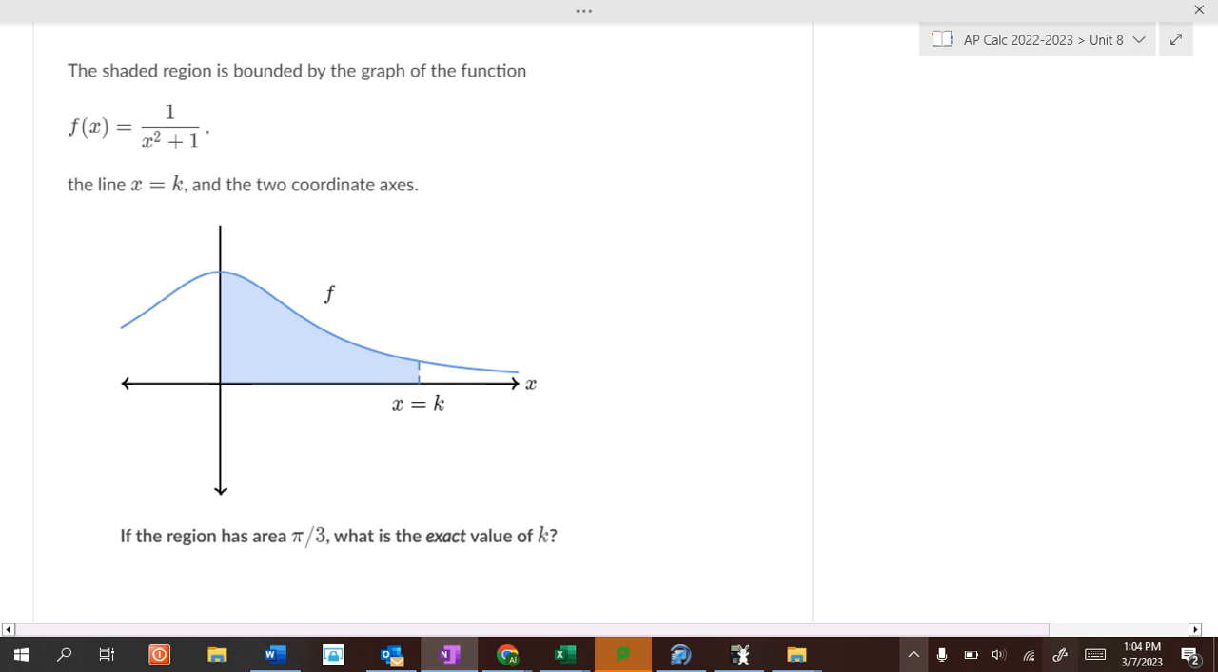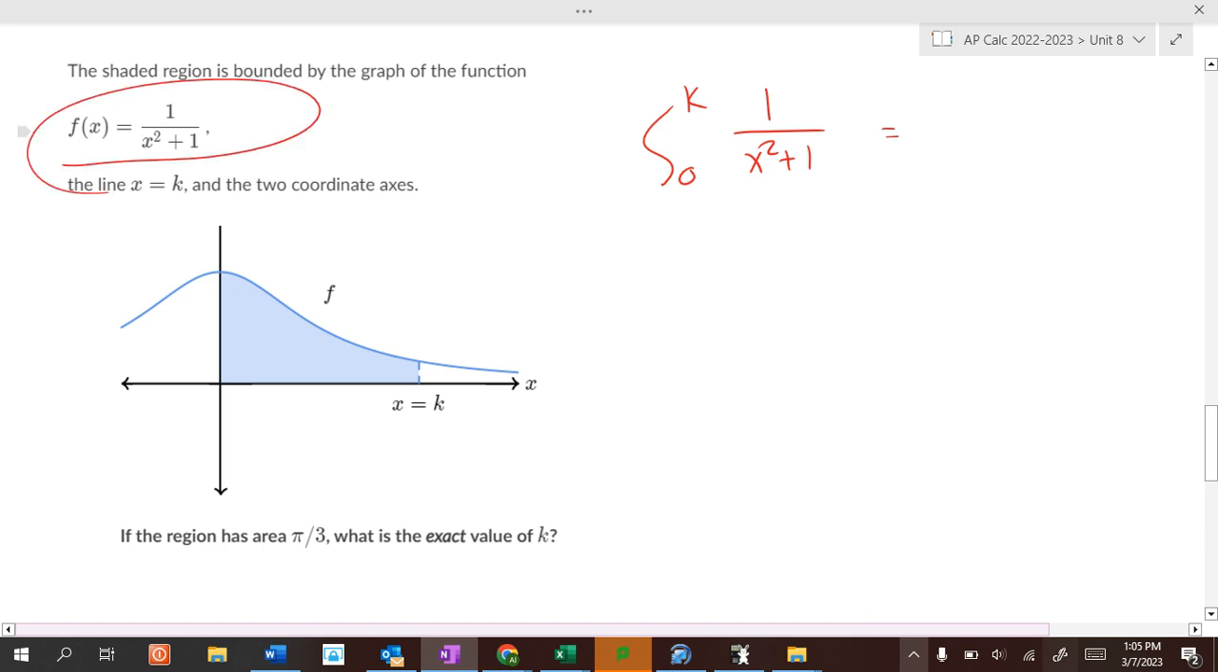Okay, so setting it up, I think everybody should be able to do. The integral from 0 to k of something equals pi over 3. How do you know that? Because it says right there. Oh, I thought that was a different question. Okay, sorry. I did that for the last one too.